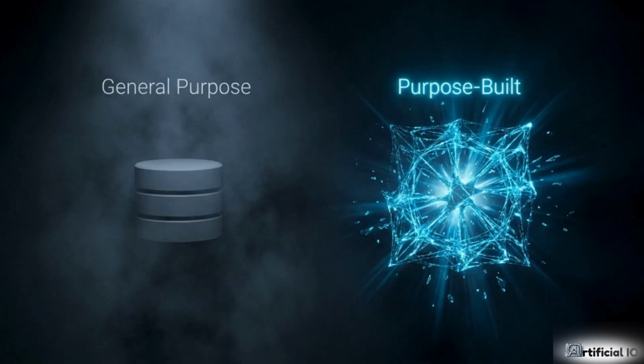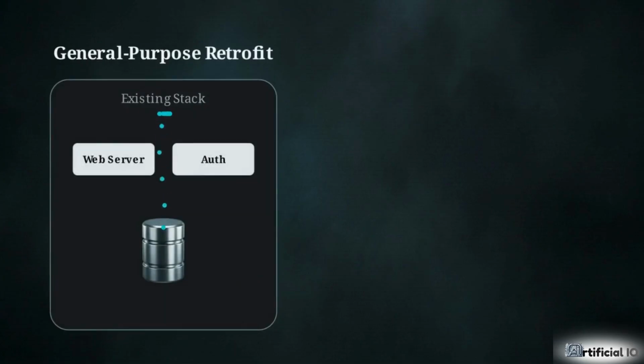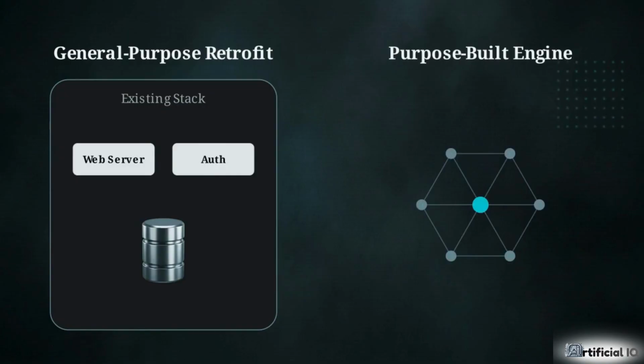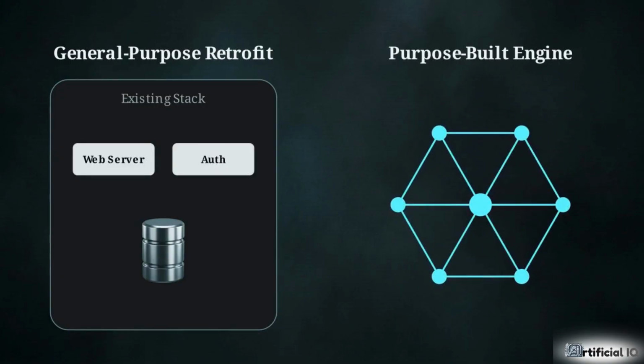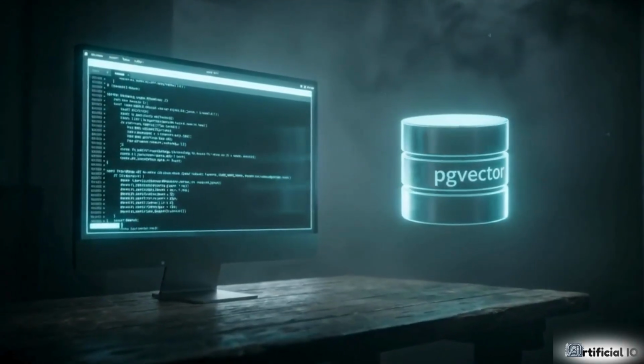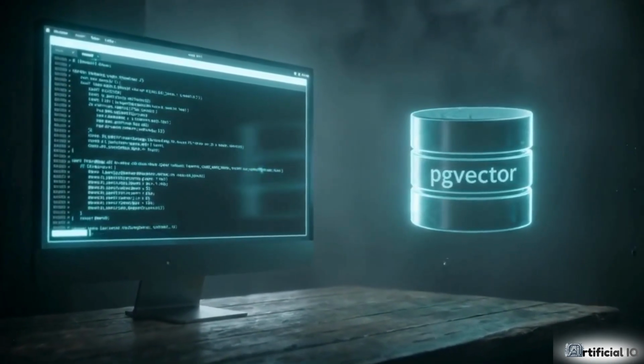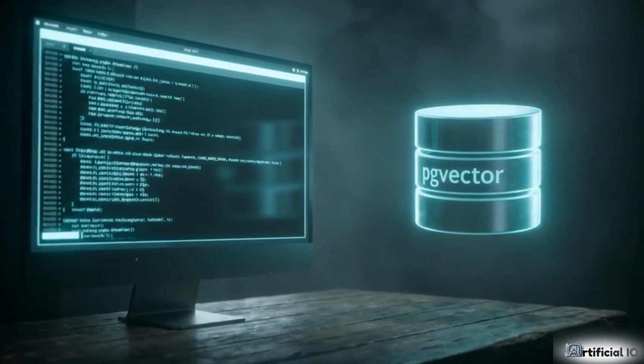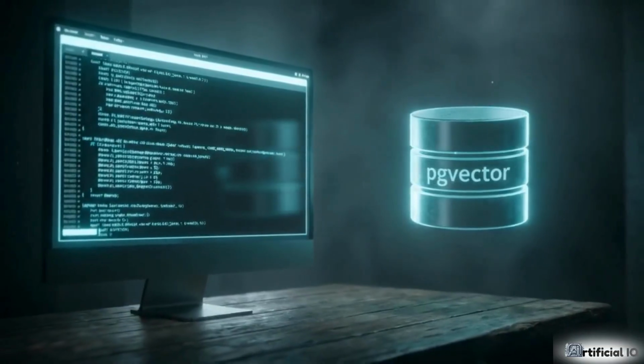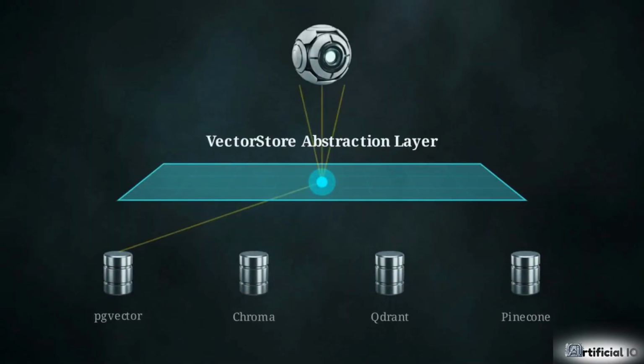This struggle between metadata and vectors highlights a recurring engineering choice. General-purpose retrofits prioritize staying within your existing stack, while purpose-built systems prioritize the specific bottlenecks that occur at scale. For prototypes and early-stage deployments, it is perfectly fine to rely on accessible tools like pgvector or ChromaDB. But you have to design your AI with a pluggable vector store abstraction layer.